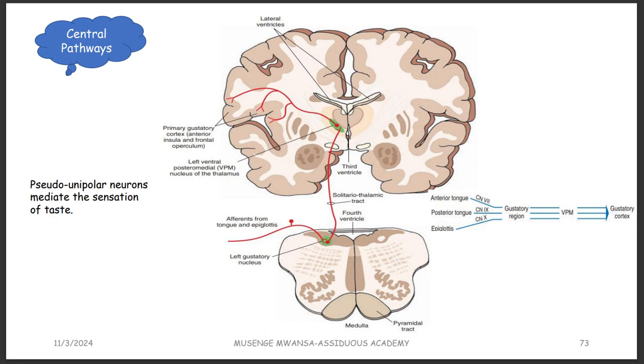But then the first order neuron is going to go to the solitary nucleus, or the nucleus solitarius, and then the second order neurons are going to go to the ventral posterior medial nucleus of the thalamus. The third order neurons are now going to go to the taste area 43, which is found in the anterior insula and the frontal operculum. Hope we know the meaning of operculum. Remember the insular cortex: those regions of the frontal lobe, the parietal lobe, and also the temporal lobe that cover the insula, we call the operculum. Okay, basically that is what I wanted to mention.